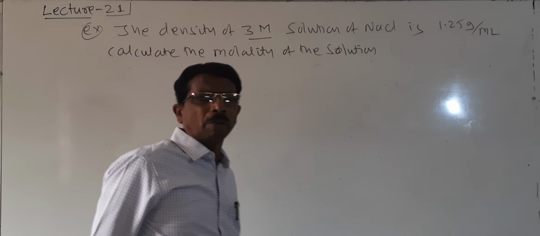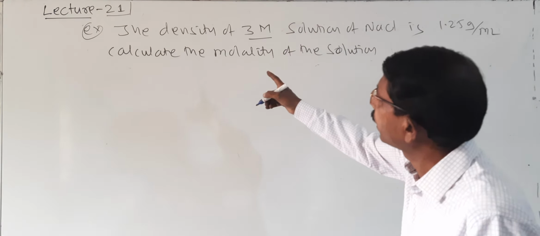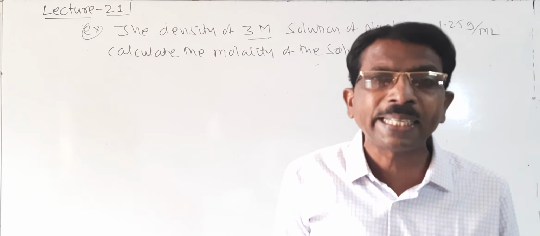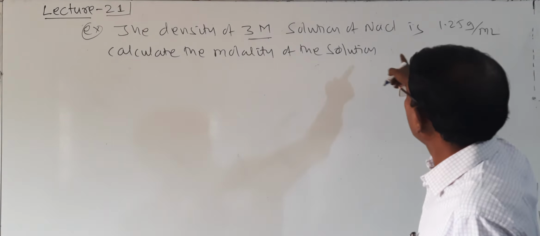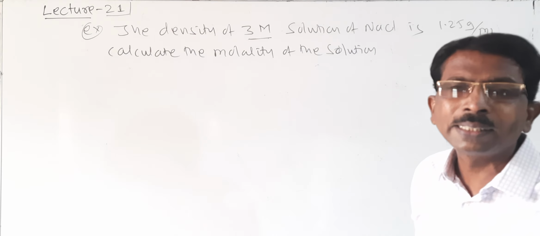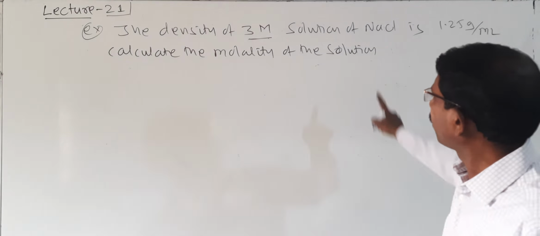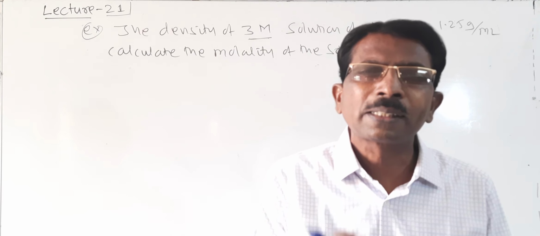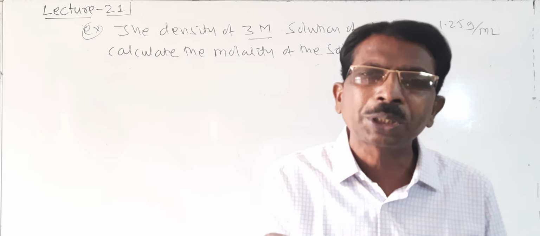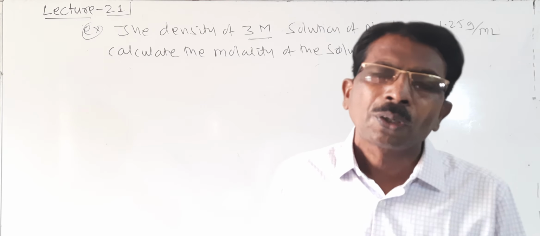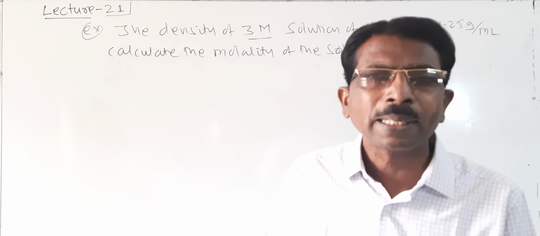Look here students, very simple problem. He has given the density of 3 M solution of NaCl, he has given molarity and density, and asks to calculate the molality of the solution. Density means mass of solution divided by volume. Density is equal to mass upon volume. So then we can easily calculate this.